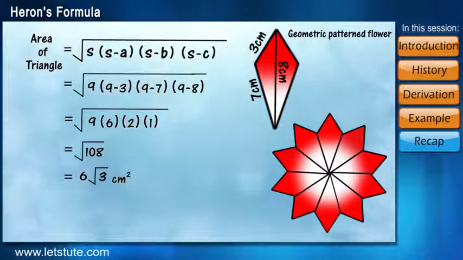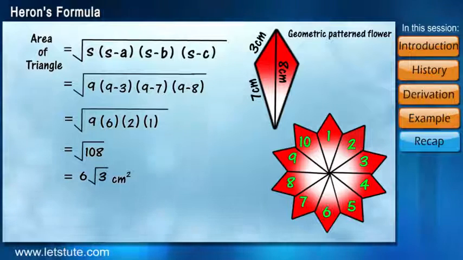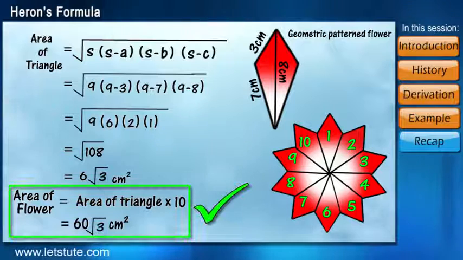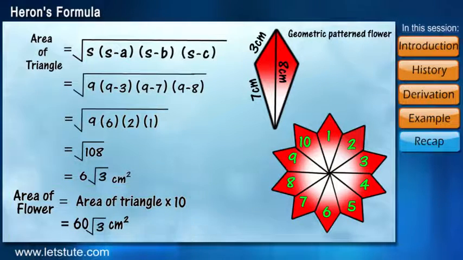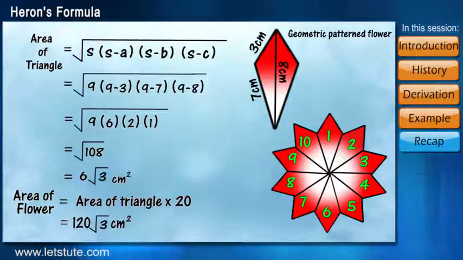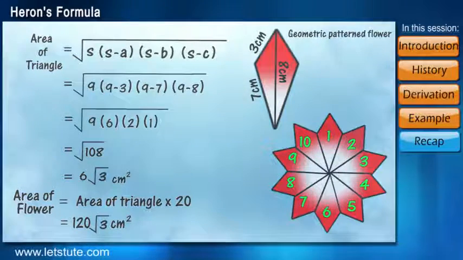Now, as there are a total of 10 petals, we will multiply it by 10 to get the area of the flower, right? No, we will multiply it by 20 because we have calculated only the area of half of the petal. Isn't it? This could have been a very natural and tentative mistake and yet a very silly math mistake which could have been avoided easily just by concentrating a little more.